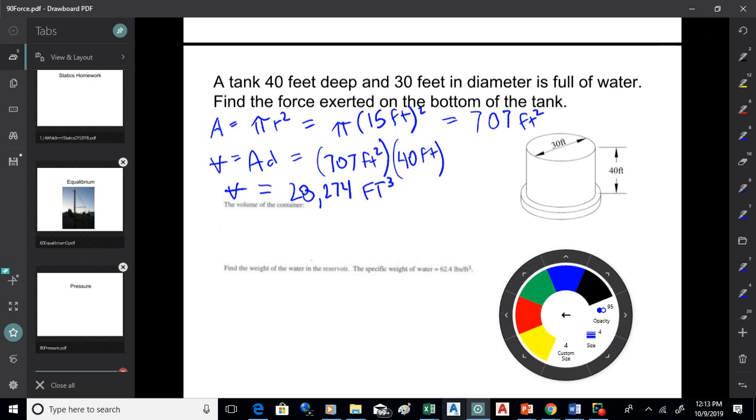Get the volume. 28,274 thereabouts. 28,260. Yeah.